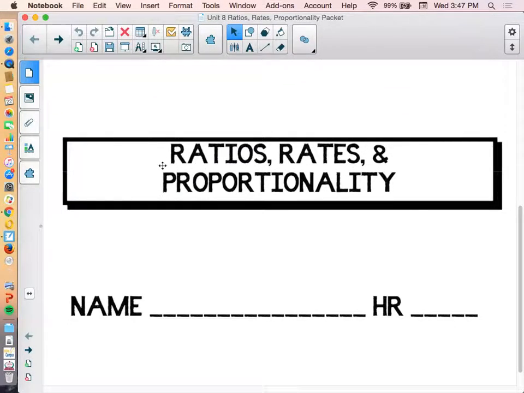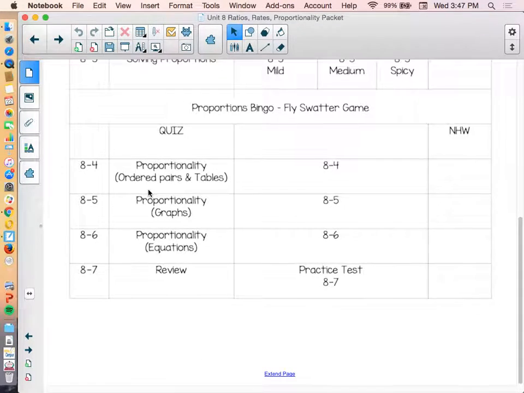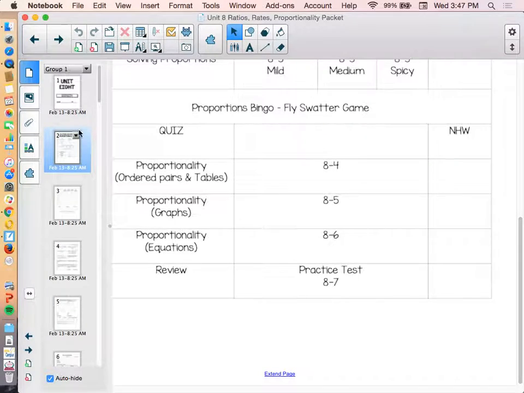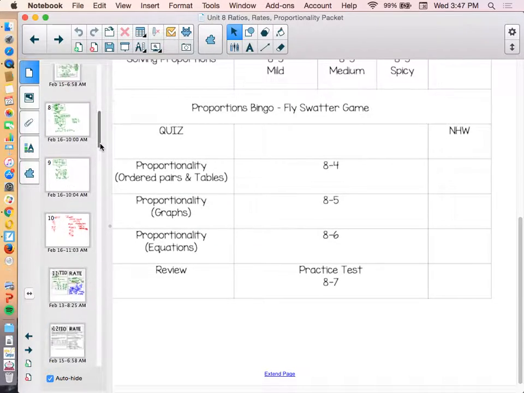All right, so we have proportionality that we're talking about, but this time we're talking about it with graphs. So I think you're going to find that this is pretty cool. Although I know a lot of you had trouble with graphing on the pretest, I really think you can get it. It's just a little bit of a reminder that you might need.